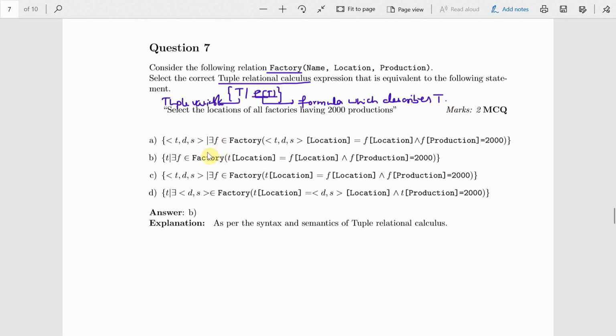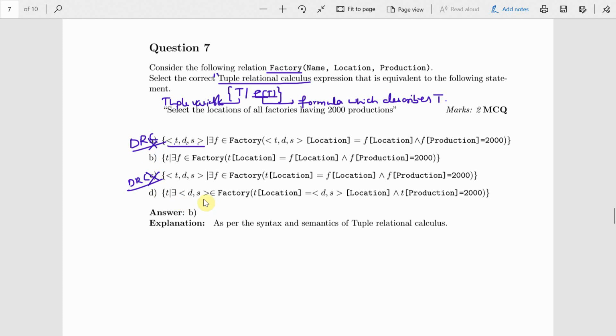Now look, option A specifies domain relational calculus because each attribute is represented with some name. Option C is also DRC. But what is my question? TRC, tuple relational calculus. So option A and option C are directly wrong.